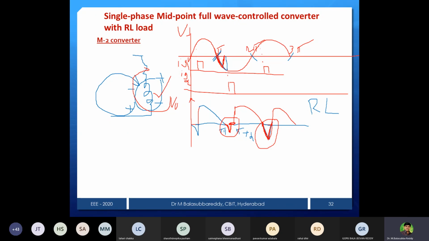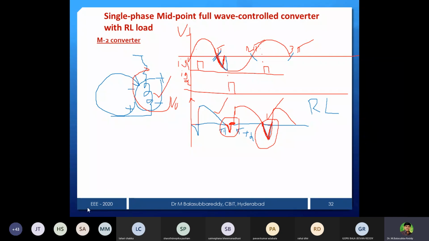No device will conduct because T1 is already turned off at beta. T2 will fire only at pi plus alpha because the pulse is available only at pi plus alpha. That's why you can observe keenly that from beta to pi plus alpha, no device will conduct. This we call discontinuous. This I call continuous.